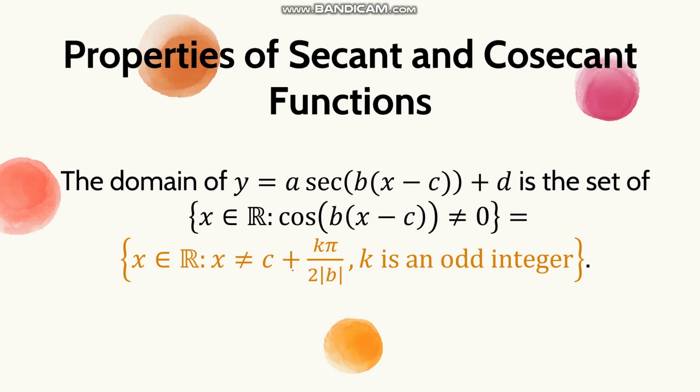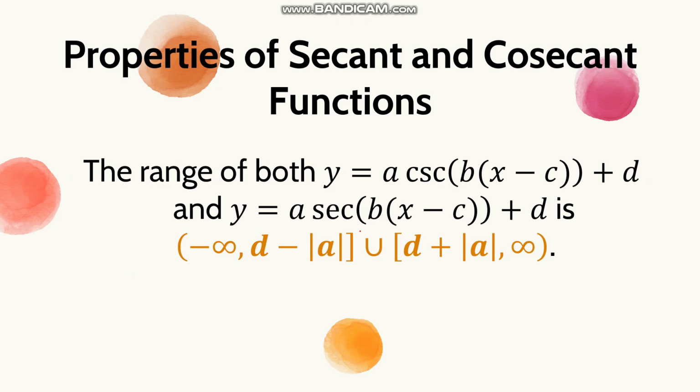For the secant, it's also the same concept. We just have to remove those values of x that will make our cosine equal to 0. Because if cosine is 0, then its corresponding secant value will be undefined as well. So to solve that, we again have x is an element of real numbers such that x is not equal to c plus k pi over 2 times absolute value of b. But this time, k is an odd integer. So that is how you are going to identify the domain of our secant and cosecant functions.